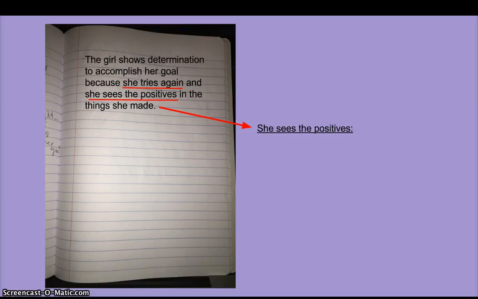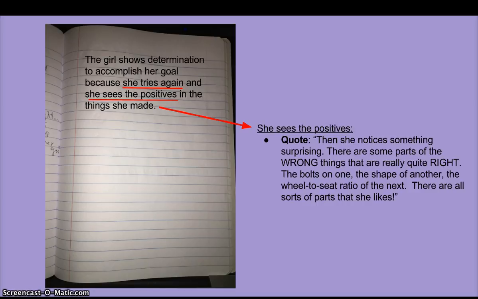She sees the positives. Here's a quote example. It says, then she notices something surprising. There are some parts of the wrong things that are really quite right. The bolts on one, the shape of another, the wheel to seat ratio on the next. There are all sorts of parts that she likes.